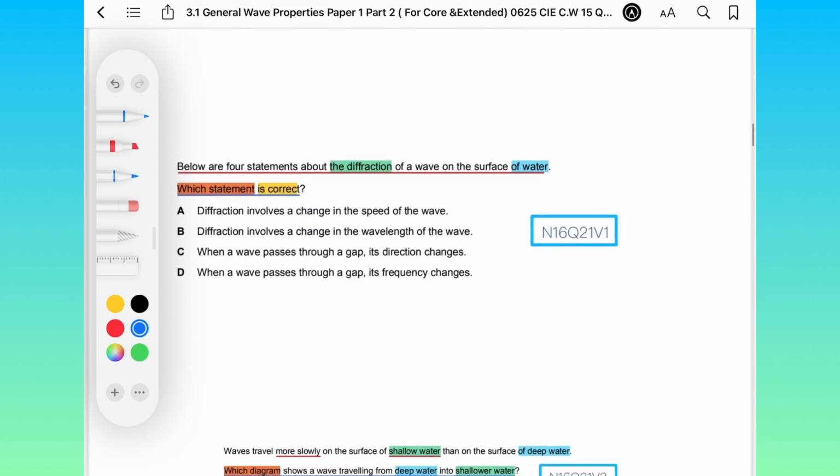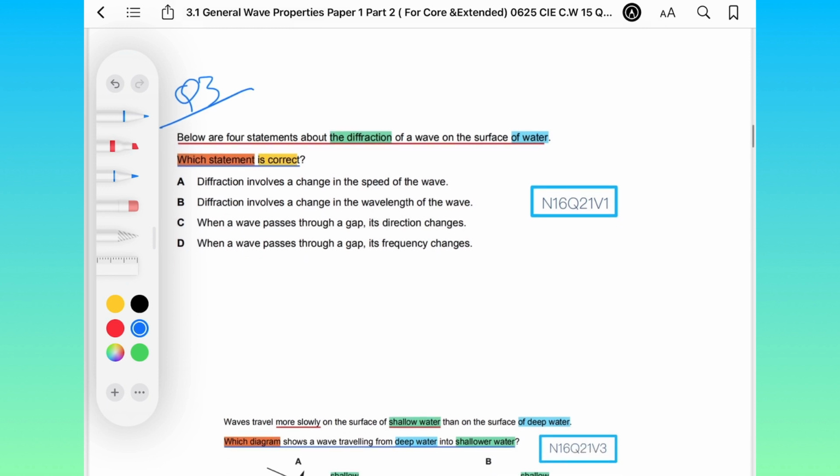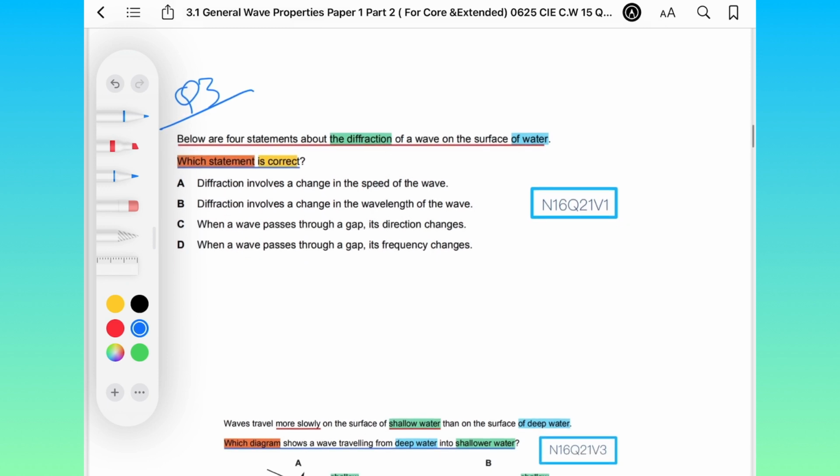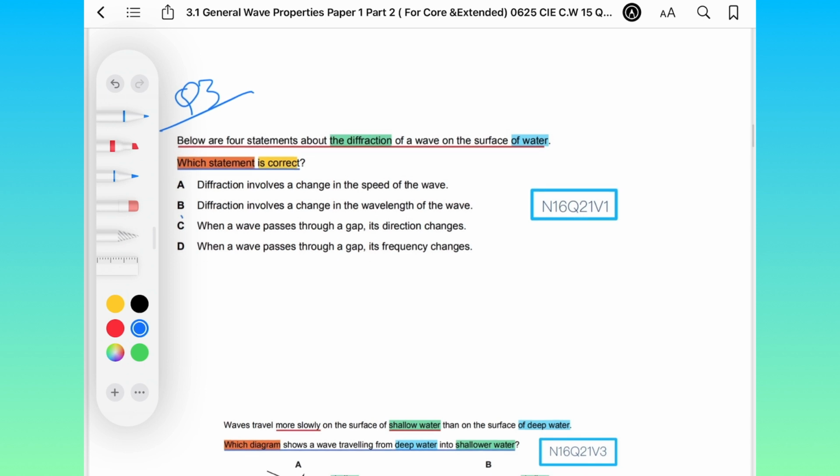Okay, question 3. Which statement is correct here? We have diffraction of a wave on the surface of water. Okay, when it passes through a gap, its direction changes. Right, this one is right. Because we said during diffraction there is no change in speed, no change in wavelength, and the frequency also will not be changed. Okay.